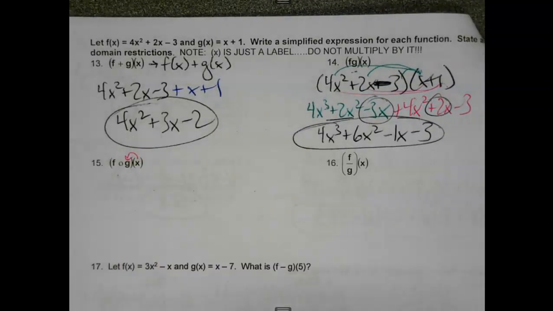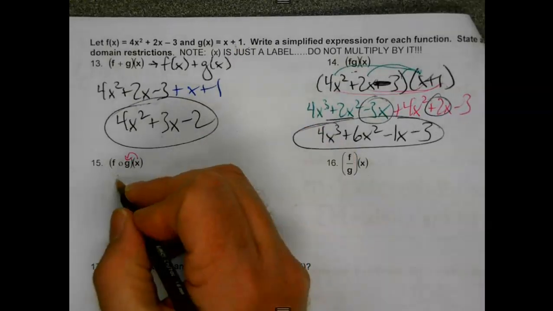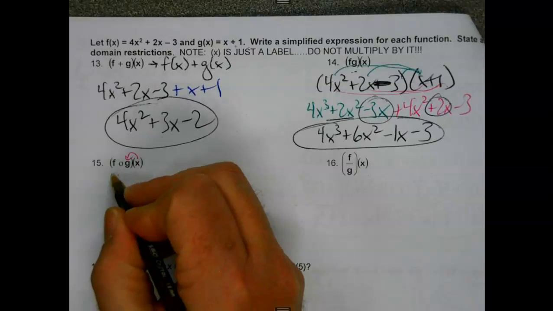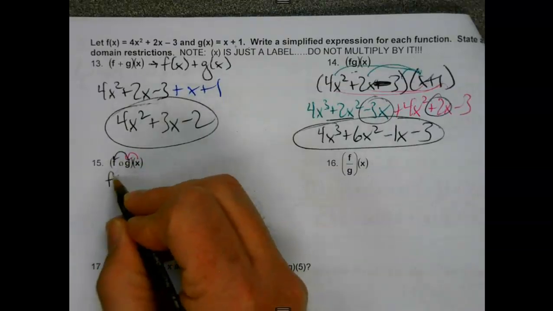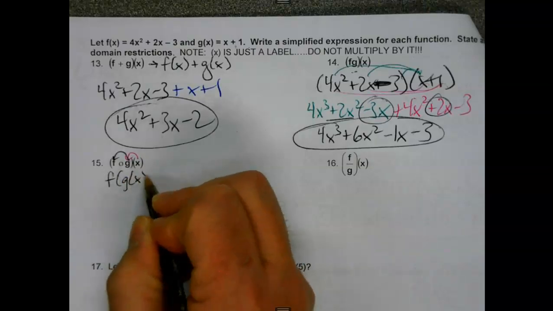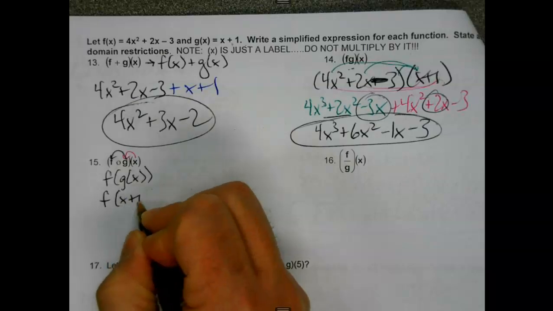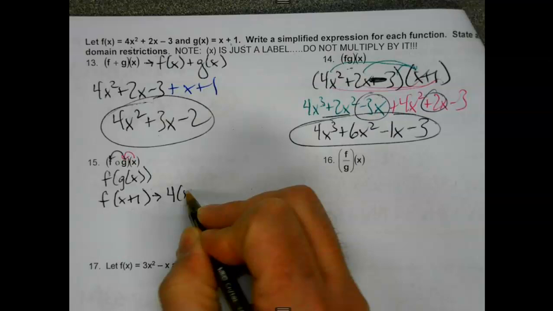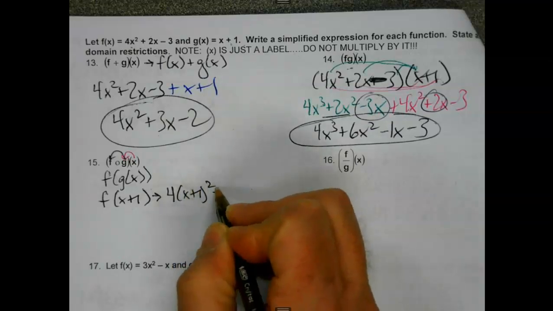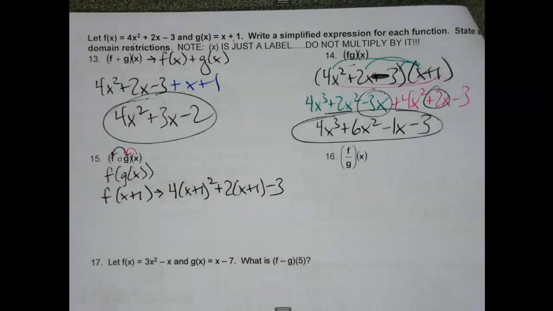But the composition, okay, g of x is right here. So this wants me to plug g of x into f. In other words, plug x plus 1 into that. And no, you cannot just leave it in this form.